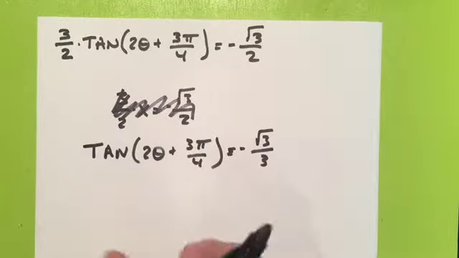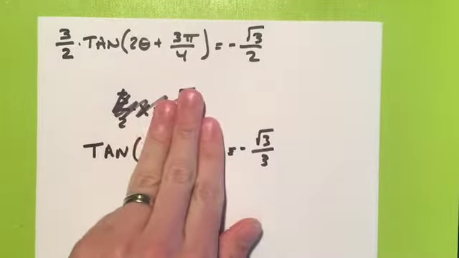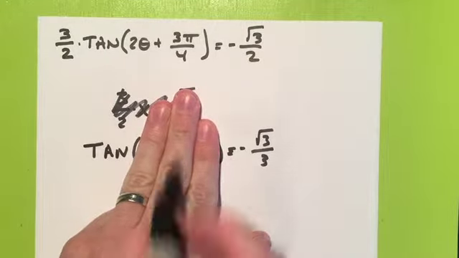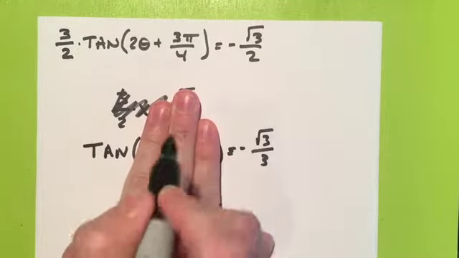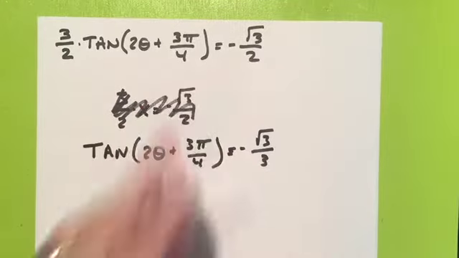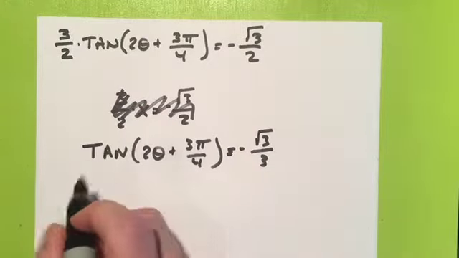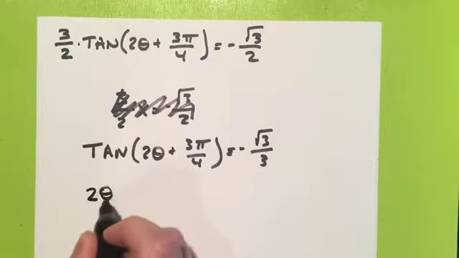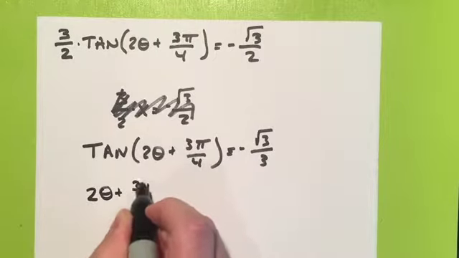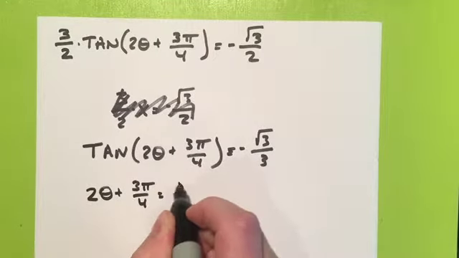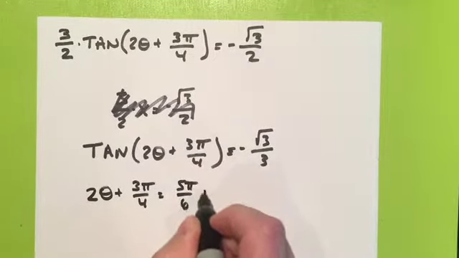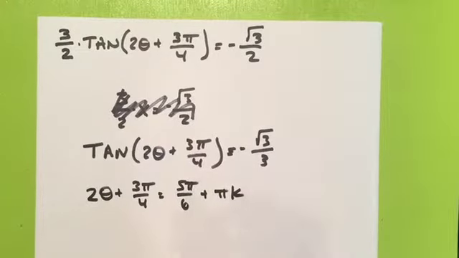We've done this back to that group take-home or the partner take-home quiz that we did. We did this back in October. We've done this before. Solving equations, work from the outside in. So whatever tangent of 5 pi over 6, that something has to be 5 pi over 6. So we will set that equal. 2 theta plus 3 pi over 4 equals 5 pi over 6 plus pi k. Pi is the period for tangent.